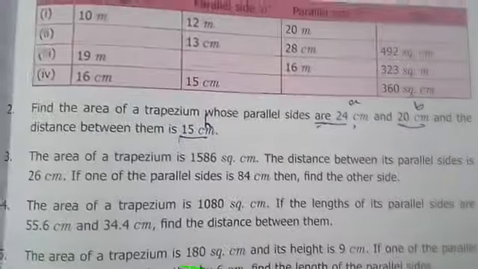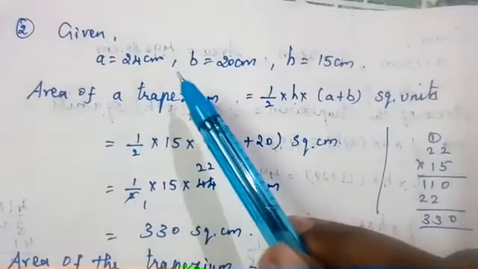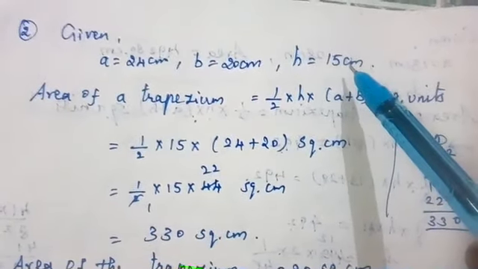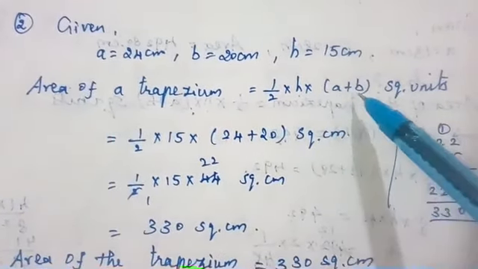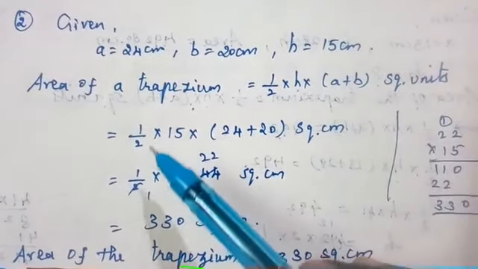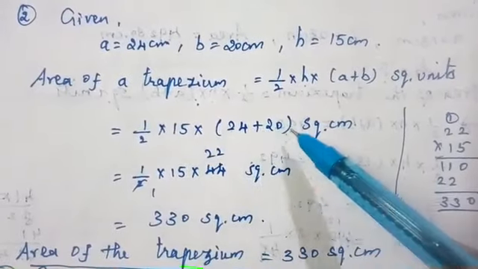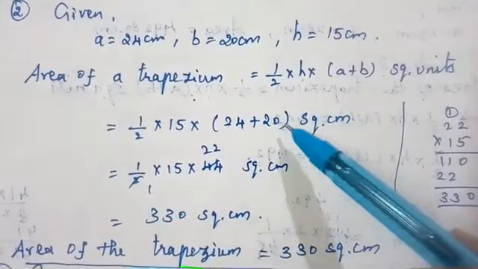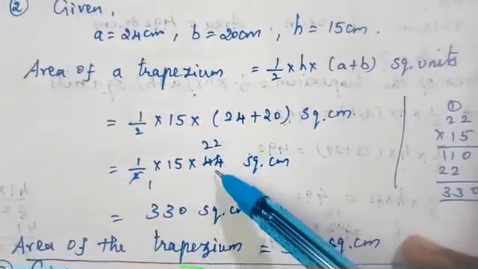So just we have to substitute in the formula. a equal to 24 centimeter, b equal to 20 centimeter, h is equal to 15 centimeter. Take from the given question. Then write the formula, area of the trapezium, half into h into a plus b square units. So substitute the values, that is half into h value is 15, a value is 24, b value is 20. Now first you have to simplify the group, that is 24 plus 20, that is 44. 1 by 2 into 15 into 44.